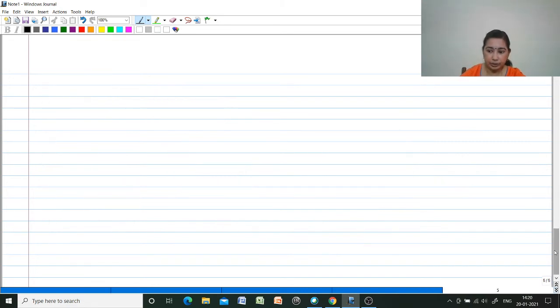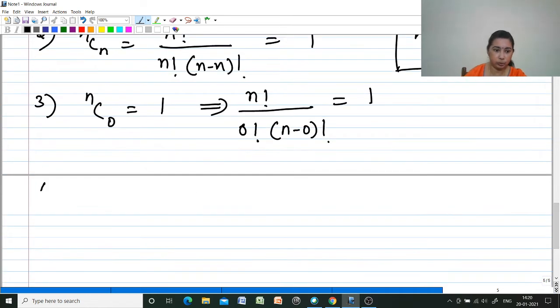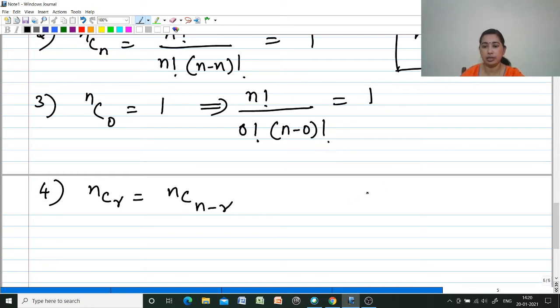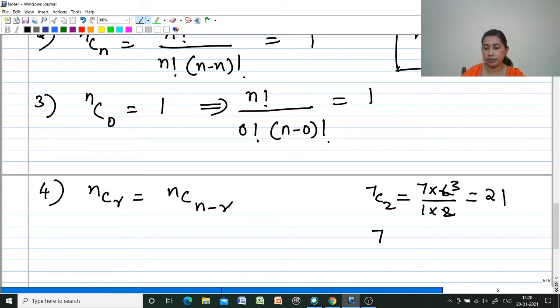Now next one which you have to study is the fourth one. nCr is the same as nC(n minus r). So I'll show you with an example. So we are finding out what is 7C2. 7C2 is 7 into 6 by 1 into 2, and that is equal to 7 threes are 21. Now see what is 7C5, that is 7 minus 2, that is 5.